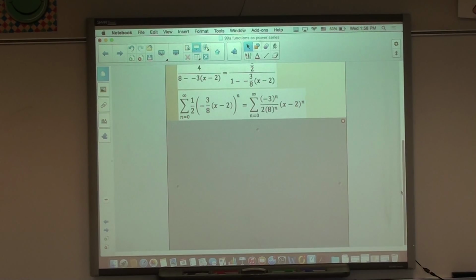You gotta change the sign here, because you're not finding that negative. No, because you take the absolute value.